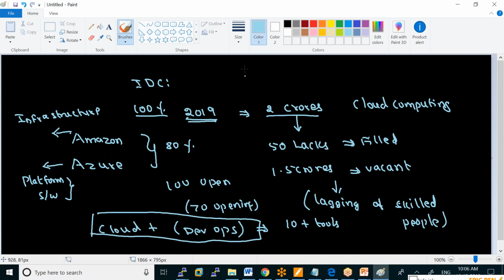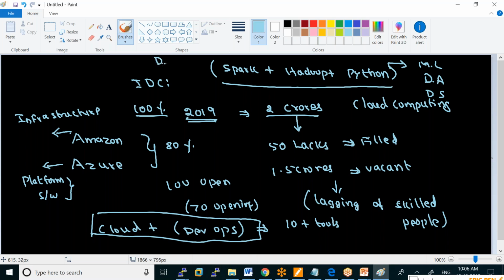The combination of cloud with DevOps is one of the most in-demand for infrastructure. Similarly, from a programming perspective, the combination of Spark for analytics and Hadoop, with Python as the programming language, is in high demand. Python is one of the most widely used languages for machine learning, data analytics and data scientists. So this combination is most widely sought for developers, and for the admin perspective, cloud with DevOps is most widely sought. These are some of the statistics associated with the course that we are undergoing.